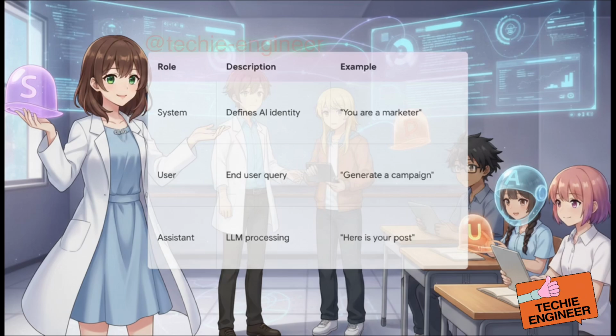It's like telling Claude, hey, you are a top-class social media marketer. Then we have the user role. That's the human, us, sending in a query like, generate a campaign for ginger tea. And finally, the assistant role, which is the LLM itself, processing the query and sending back its response. And listen, these are not just abstract concepts. They are literal required JSON keys in your API payload array.